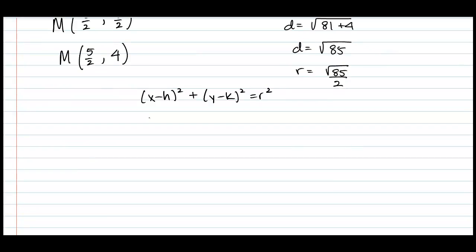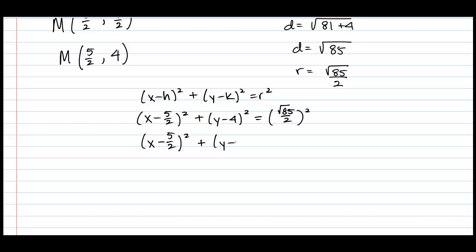The equation to our circle is going to be x minus 5 halves squared plus y minus 4 squared is equal to the square root of 85 over 2 squared. Remember, whenever you're squaring a fraction, you must apply it both to the top and to the bottom. So that will give me the answer of 85 over 4.